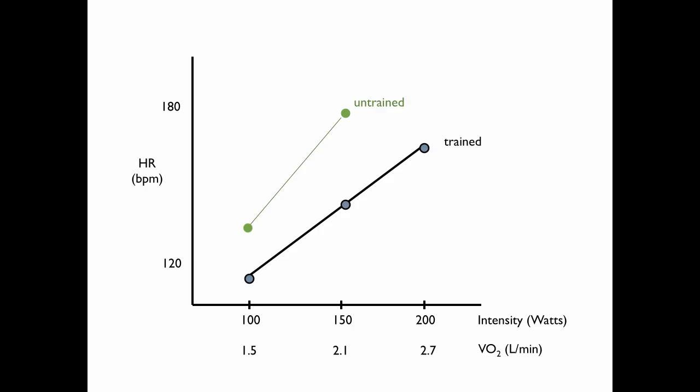You can see this at rest as well. An endurance trained person's heart rate at rest is going to be 50 beats per minute, as an example, whereas an untrained person, someone who doesn't regularly engage in endurance exercise, will have a resting heart rate of about 70 beats per minute. They have the same oxygen demand, about 3.5 mL per kilogram per minute. However, to supply that, the trained person's heart doesn't have to beat as quickly.